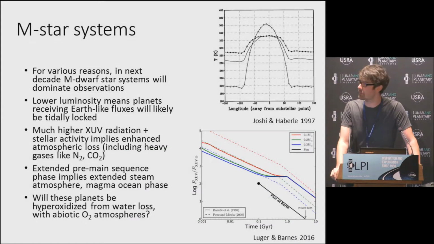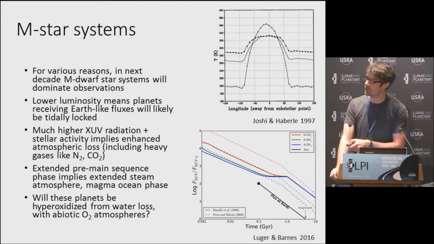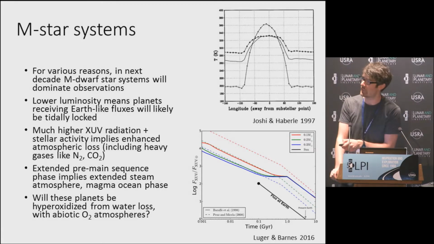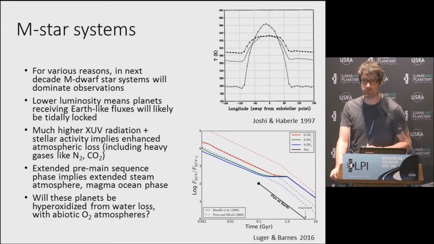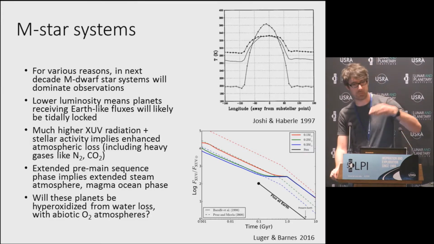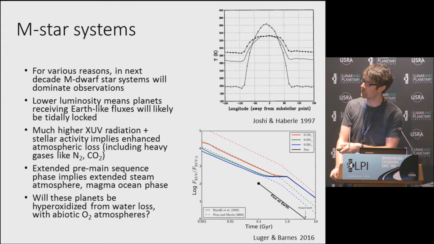First point to make is that although we're interested in all star types, when we're thinking about the next decade of observations in particular, the game is really going to be observation of terrestrial mass planets around M dwarfs, for various observational reasons which I'm not going to get into here. Red dwarfs are distinct from G stars in a number of important ways. Firstly, their lower luminosity means that if you want a planet receiving Earth-like fluxes, it needs to be much closer in, under which circumstances it's likely to be tidally resonant or locked.